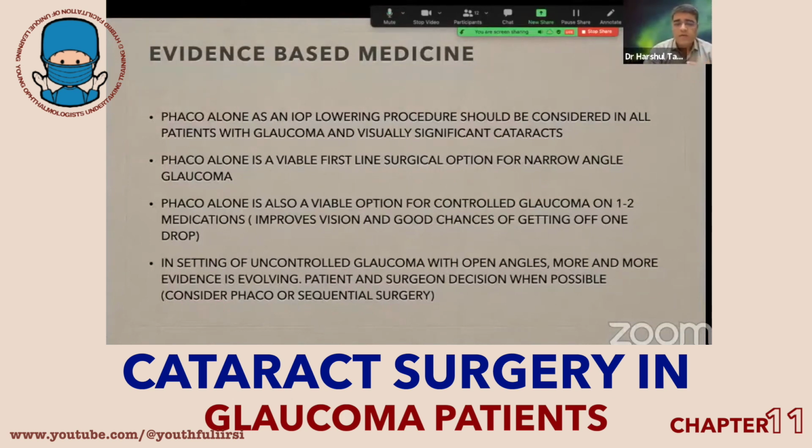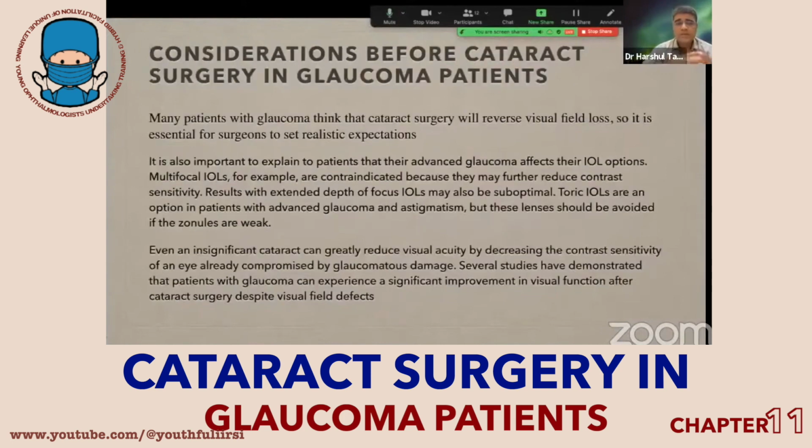Only in the setting of uncontrolled glaucoma with open angles, more and more evidence is evolving that either we should do phaco or we should do sequential surgery in these patients. So what are the considerations before cataract surgery in glaucoma patients? Many patients with glaucoma think that cataract surgery will reverse their visual field loss. So it is essential for surgeons to set realistic expectations in those patients.